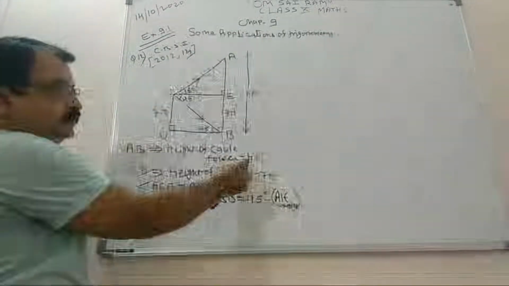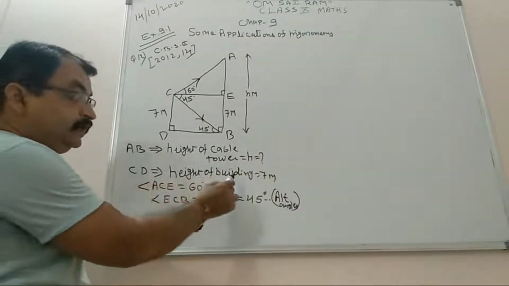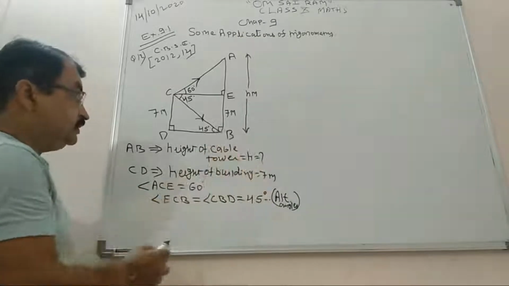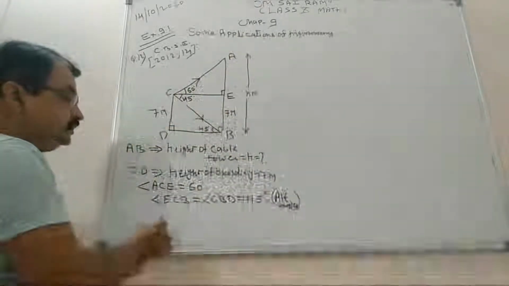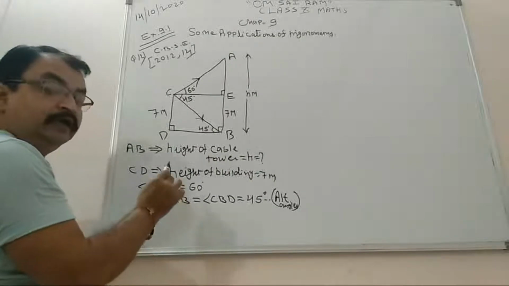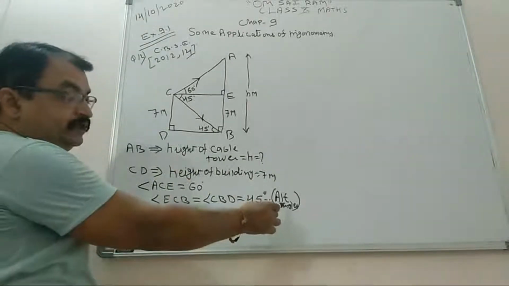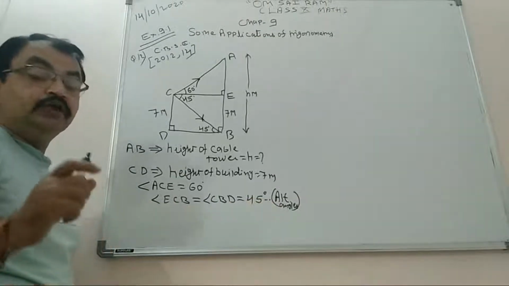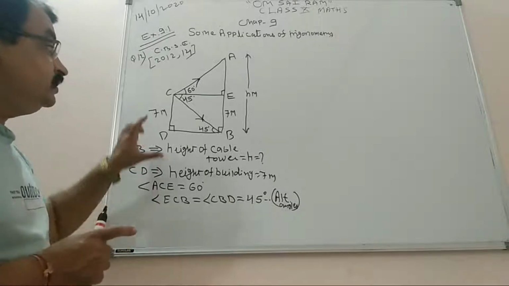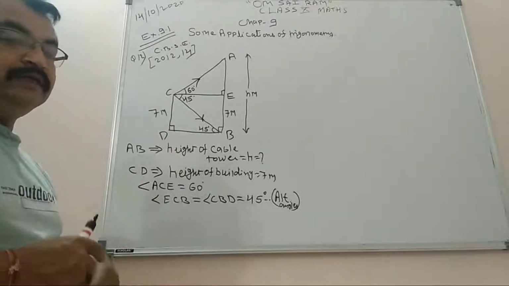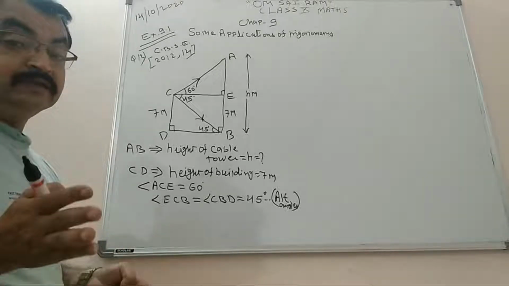AB is the height of the cable tower, which I assumed as H, which we have to find out. CD is the height of the building, which is 7 meters. Angle ACE is the angle of elevation, 60 degrees. ECB is the angle of depression, which is equal to CBD by the alternate interior angle property. It is 45 degrees. Okay, so regarding the figure, everything is over. Now let's start working on how to get the height of the tower, that is AB.